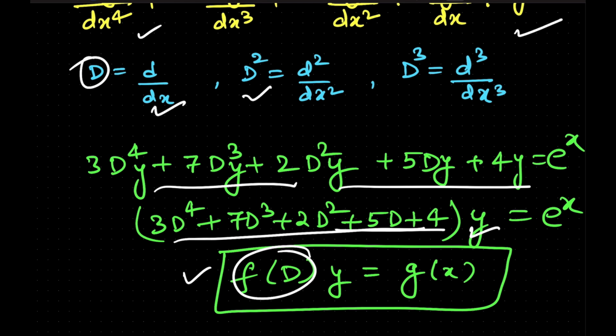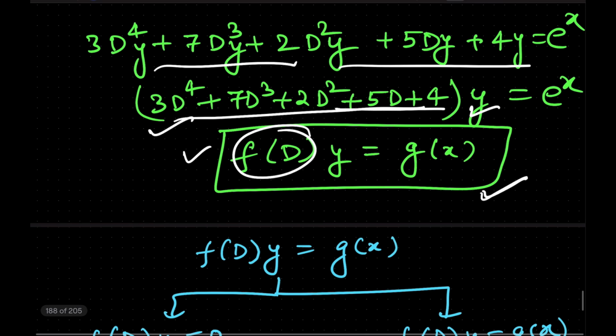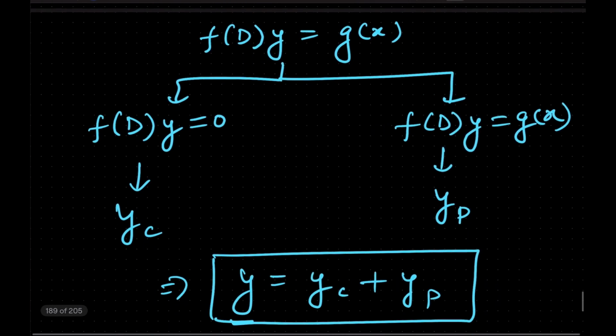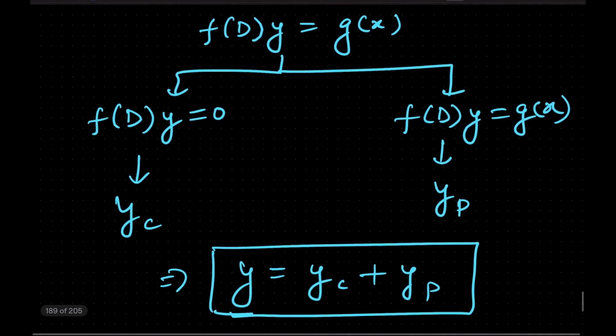In each type of higher order linear differential equation with constant coefficients, you can write the equation in this form, where you separate out the polynomial function of differentiation, f(D), into y equal to g(x), where g(x) is the right hand side function of x. Now we will understand how to solve these types of questions.